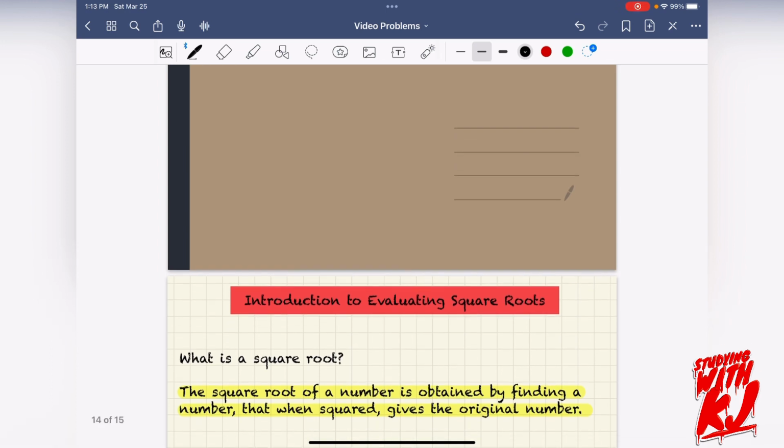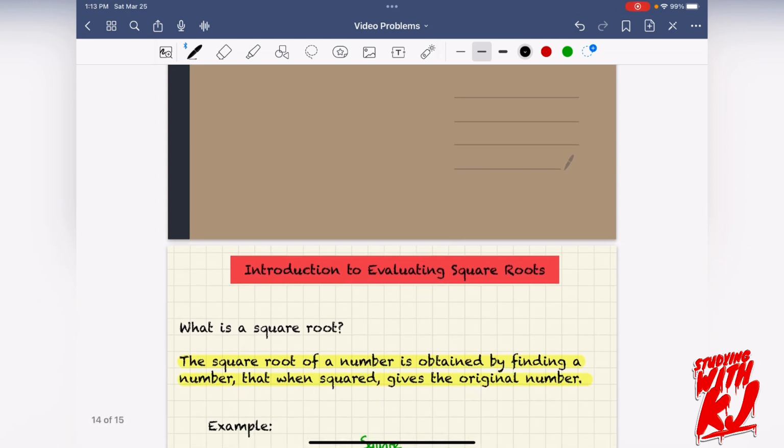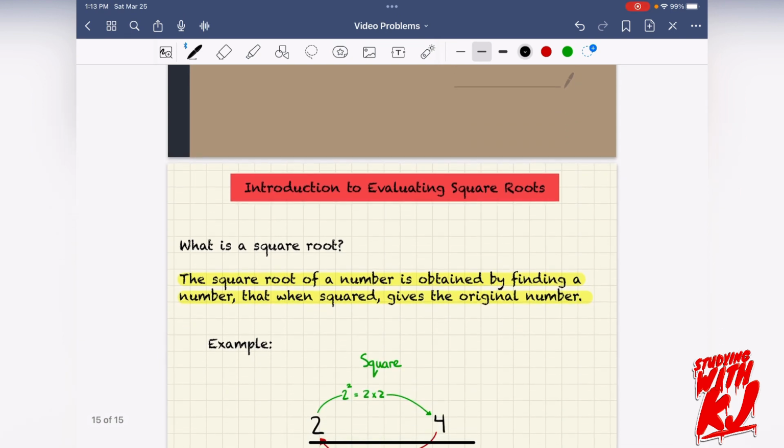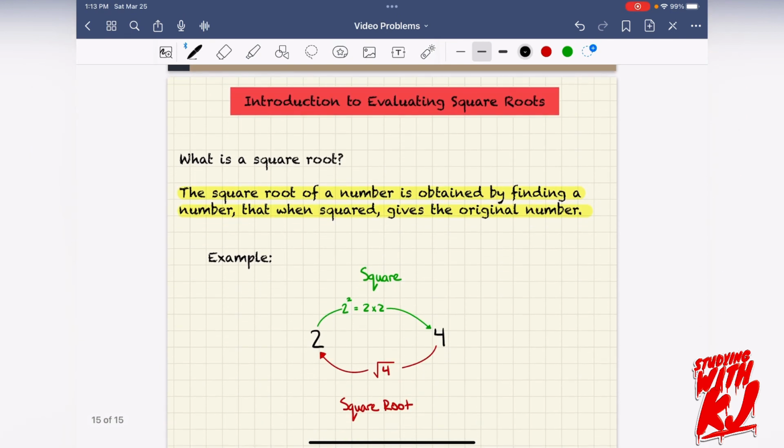So, if we look below our definition, I have an example, and that example shows a visual of our definition. So as you can see, we have 2 and 4. Now, in order to truly understand how to square root a number, we must first understand how to square a number. So one way to get from 2 to 4 is by squaring 2 or raising 2 to the power of 2. So anytime you square a number or raise a number to the power of 2, you're just multiplying that number by itself, as you can see here. So 2 squared is equal to 2 times 2, which gives you 4.